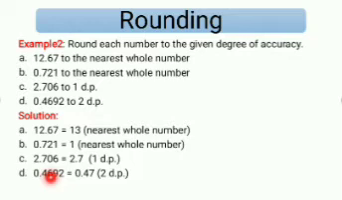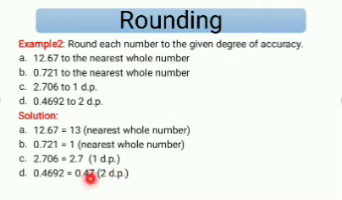Now the digit to the right of 6 is what? 9. That means we are going to increase 6 by what? By 1. So if you increase this by 1, this will become what? 7. So this one will now turn to 0.47.